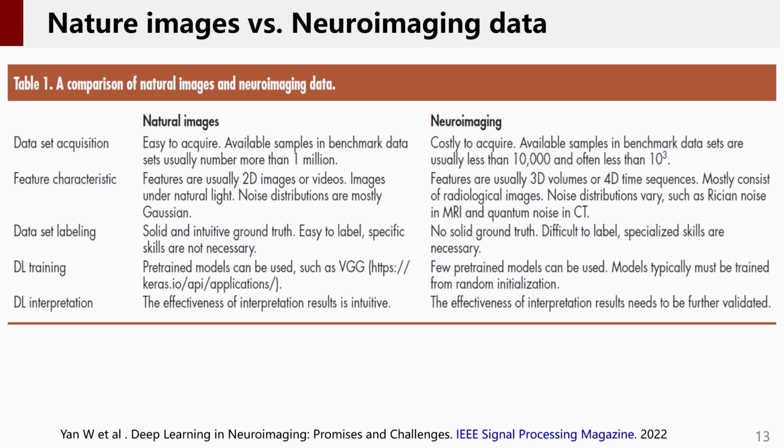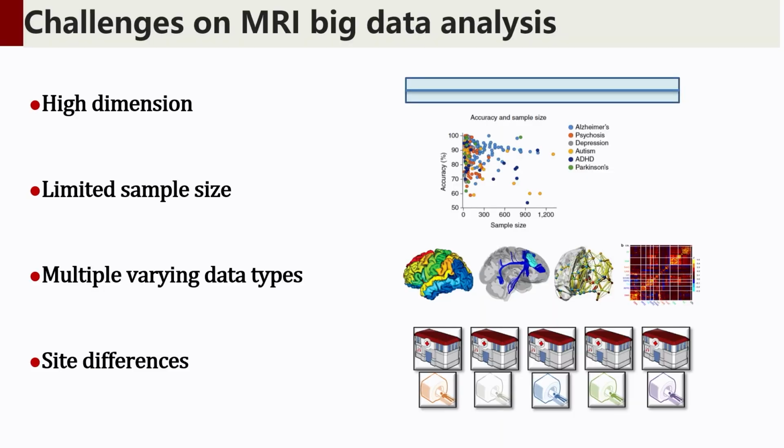After we got the results, we usually need some longitudinal validation on the same subjects, or some external validation from other sites to help us verify that our results work. And also for the MRI data, we meet challenges like high dimension, limited sample size, varying data sites, and also the site difference.